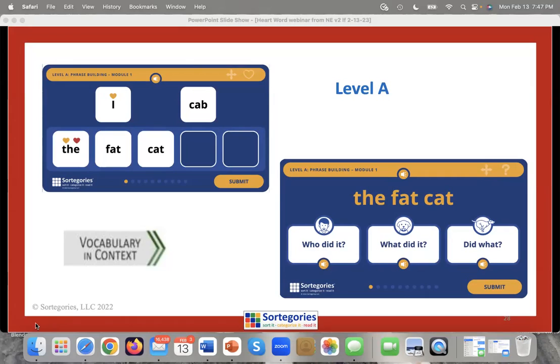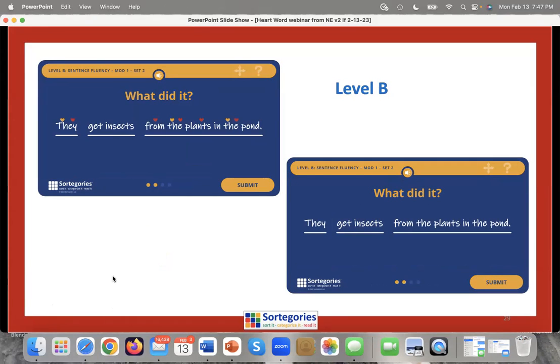And then as we move to level B of Sortegories and continue on with phrasing, you'll see that we have some of the same words we just saw in level A, they, from, the, but we are fading the use of the hearts. And in fact, students will see those high frequency words. Some of them are heart words, but without the scaffolding of the hearts.